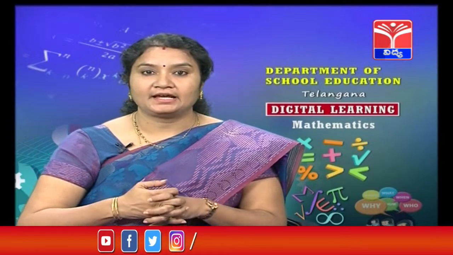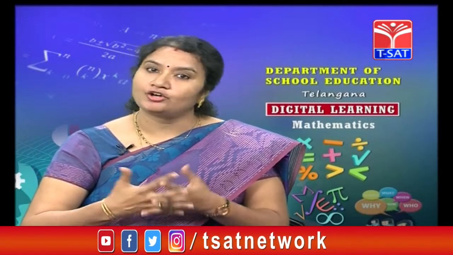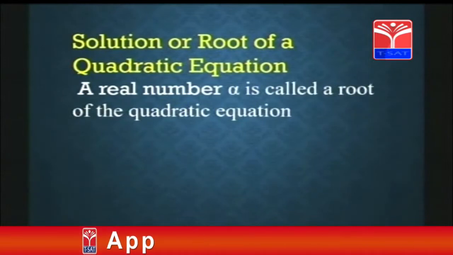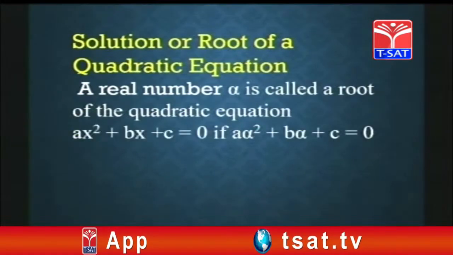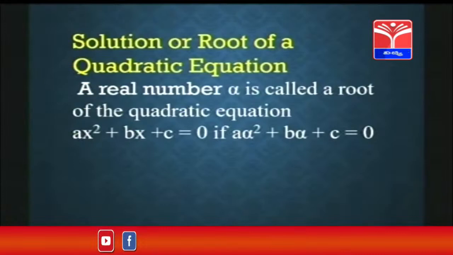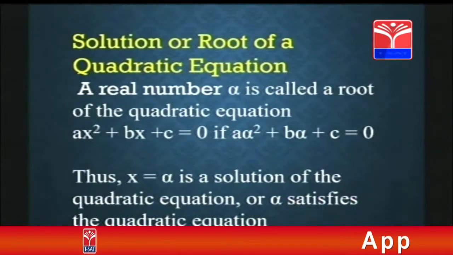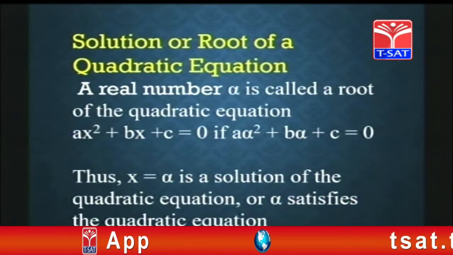Okay children, I am sure you must have understood how to represent a real life situation as a mathematical equation. Let us understand how to find the solution or root of a quadratic equation. A real number alpha is called the root of the quadratic equation ax square plus bx plus c is equal to 0 if a alpha square plus b alpha plus c is equal to 0. Thus, x is equal to alpha is a solution of the quadratic equation or alpha satisfies the quadratic equation.